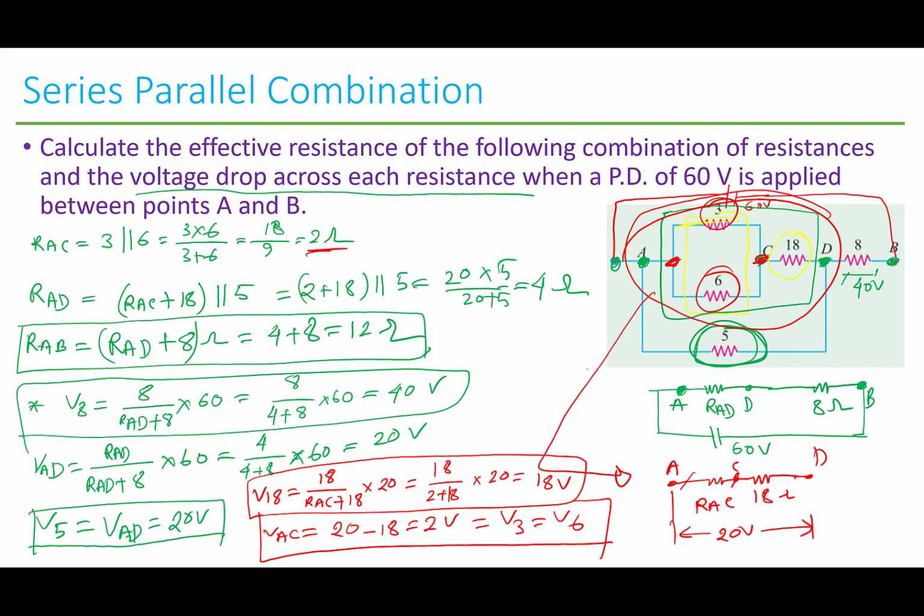VAC is basically 2 volts, and then 18 volts here, so 18 plus 2 is 20. VAD is 20, which we already know. And this one is 40, so the total makes it 60 volts.